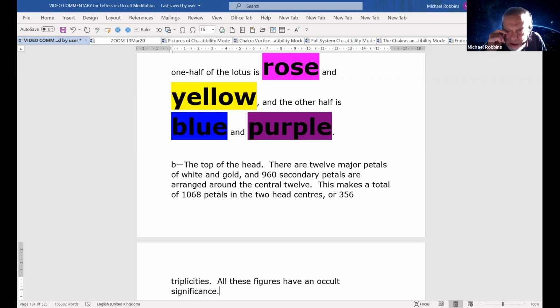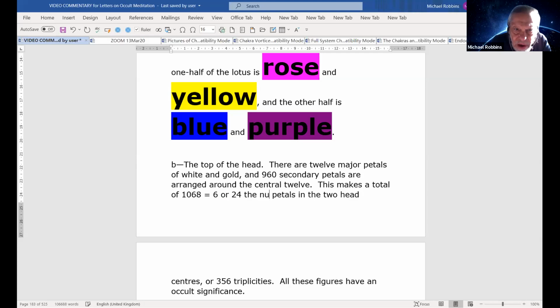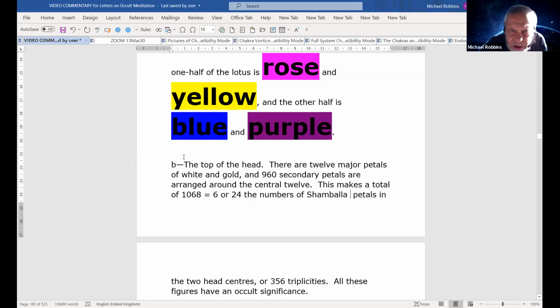356 is 8, and 6 is 14, is 5, and 7 and 8 are 15, and the number is 6. So here we have this equals 6. 16 and 8 are 24, or 6. So 6 or 24, the numbers of Shambhala. Okay.